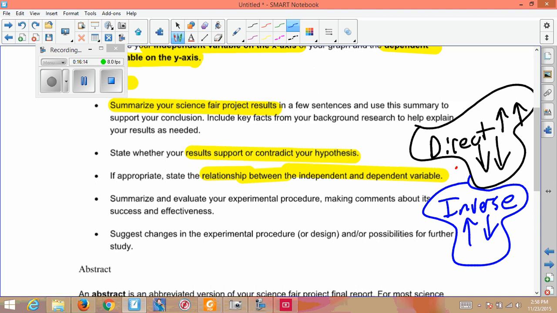An inverse relationship. Oh, money. The more money you spend, the less money you have. Okay, so that's an inverse relationship.